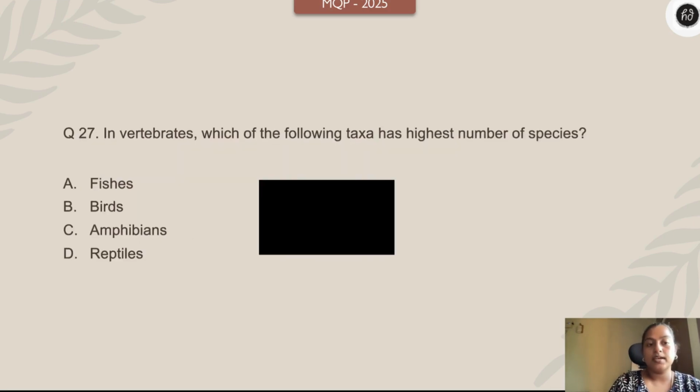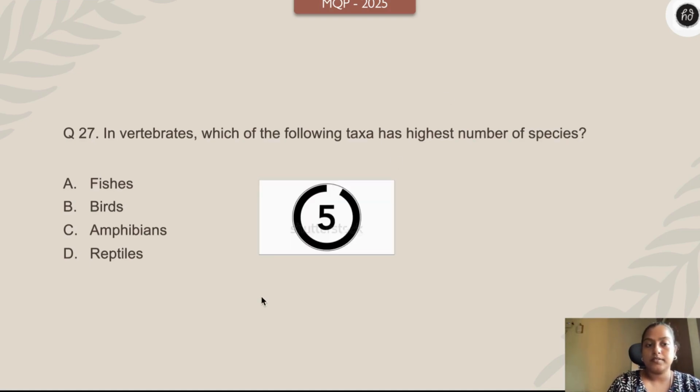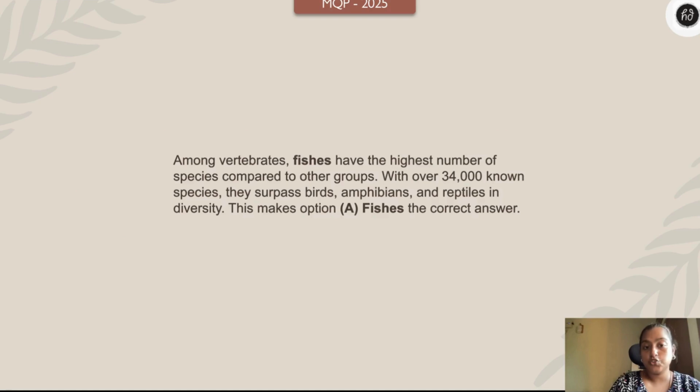Invertebrates aside, which of the following taxa has the highest number of species? Fishes, birds, amphibians, reptiles. Your time starts. 3, 2, 1 right now. Highest number of species, right? Definitely the fishes, right? With over 34,000 known species. They surpass birds, amphibians and reptiles in diversity.